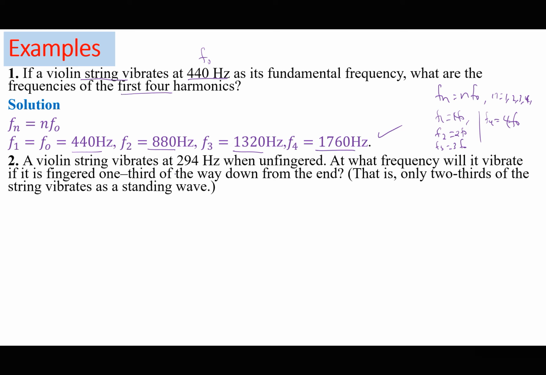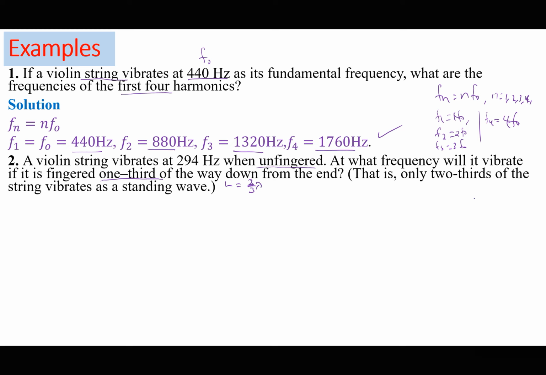A violin string vibrates at 294 Hertz when unfingered. So this is going to be the fundamental mode of vibration. At what frequency will it vibrate if it is fingered 1/3 of the way down from the end? If it is fingered 1/3 of the way down from the end, it means the length L which remains is 1 minus 1/3, which becomes 2 over 3. The length which remains is 2/3 of the original length.